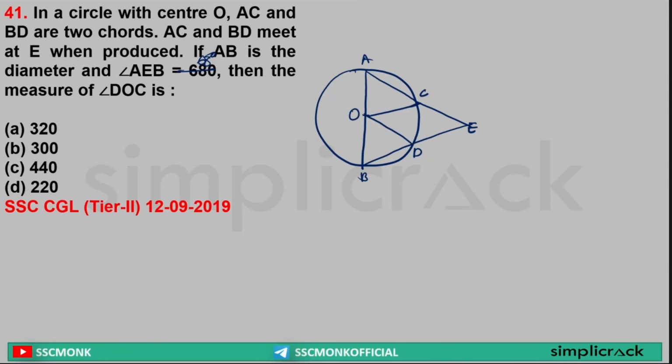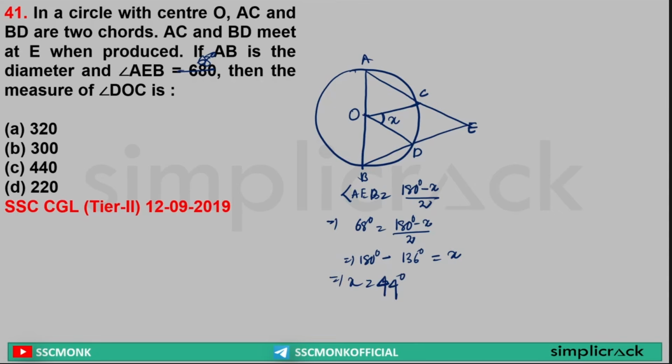Okay. Now see, always remember, in such scenario, if angle DOC is equal to X, then angle AEB will be equal to (180 degree minus X) by 2. Here AEB is already given 68. That means 68 degree is equal to (180 degree minus X) by 2. So (180 degree minus 68 degree) into 2 is equal to what? 136 degree. That is equal to X. So X value is equal to what? 44 degree. That is option C. See, this is not 440. This is 44 degree. Clear?